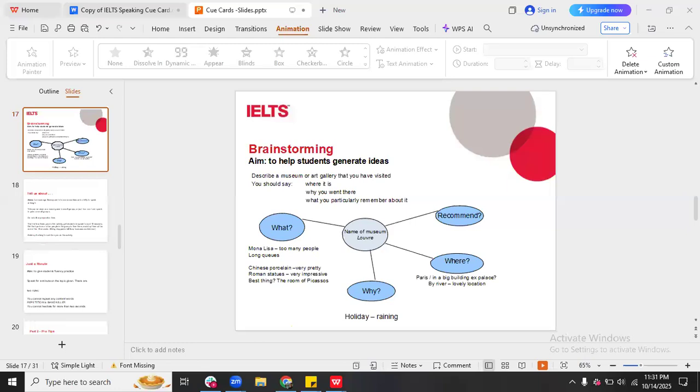It has a big building. It was an ex-palace, formerly used by the emperor of France, and it is by the river. It has a lovely location. And then why you went there? It was a holiday. That day it was raining a lot. So you just have to put in your main things only, the key things which you are going to explain in your 2-minute monologue, and then what you particularly remember about it.